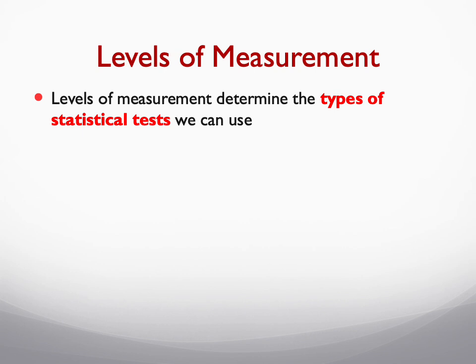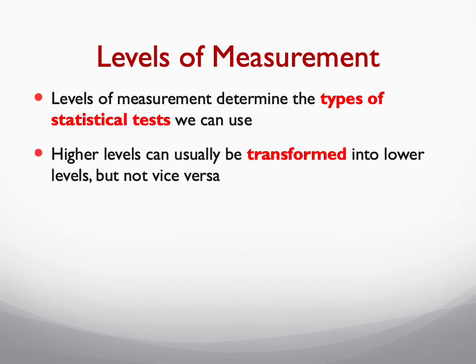And as I mentioned, the levels of measurement are going to determine the types of statistical tests we can use. An important thing to note here is that it's generally good to measure variables on the highest level that we possibly can. So in a way, measuring variables on a continuous level rather than a categorical level. The reason being is that we can transform continuous variables into categorical variables, but not vice versa. We generally cannot transform categorical variables into a continuous variable.